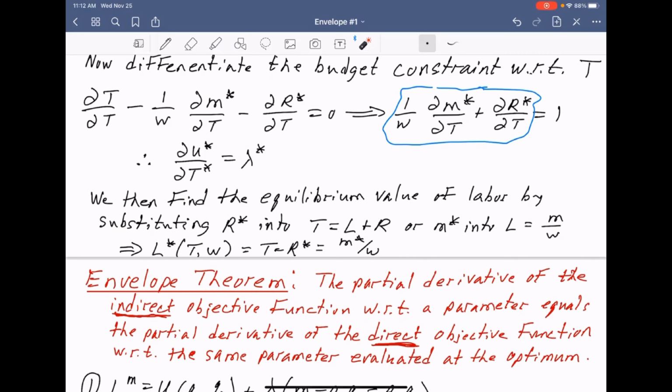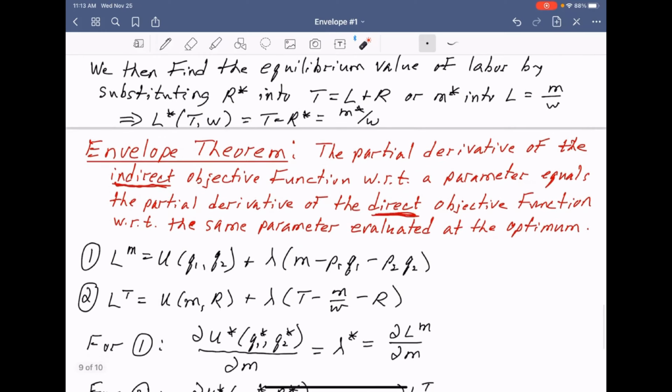We then find the equilibrium value of labor by substituting r star, the optimum leisure time, into the constraint that total time is equal to labor time plus leisure time, or we can find that by substituting m star into the expression for labor time, m over w. In any event, the optimum labor function is t minus the optimum leisure time, which is equal to m star over w, the wage rate. All right, then we can define the envelope theorem.